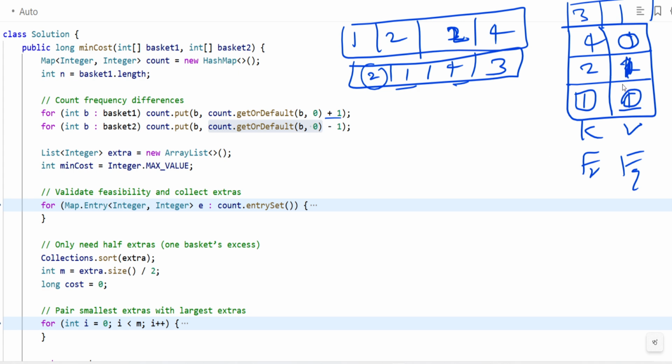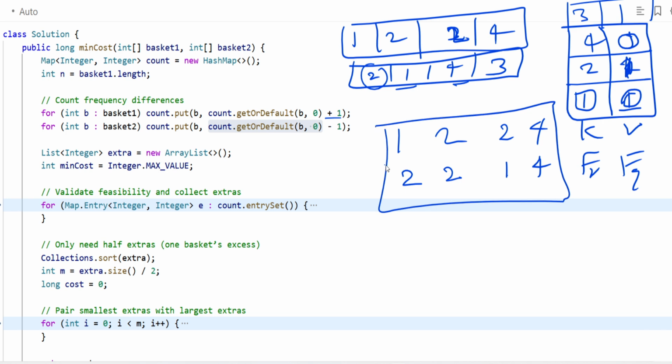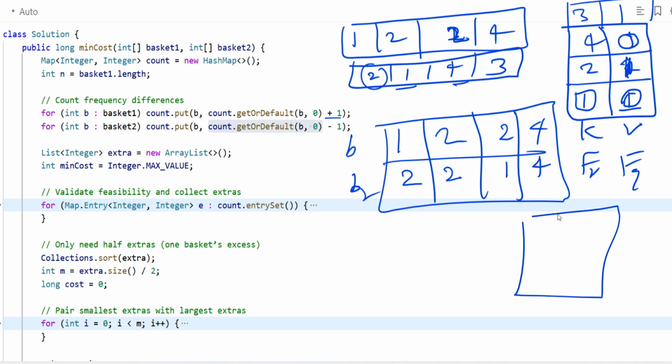Let's suppose all are equal. If all are coming equal, so 1, 2, 2 and 4. Next we have 2, 2, 1 and 4. If we have this type of baskets, 2 baskets, this is B1 and this is B2, we know these are the counts we have given. I'm taking them together. So very first, when this basket runs through this loop, what will happen? We'll get 1, 2 and 4. It is coming 1, it is coming 2, it is coming 1.